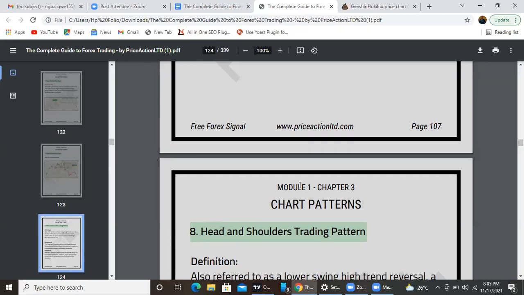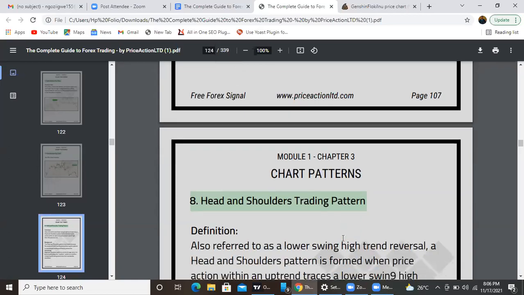You must have heard these terms one way or the other. In the head and shoulder pattern, we have the head and shoulder pattern, and we also have what we call the inverted head and shoulder pattern. The head and shoulder pattern is a sell pattern. The inverted head and shoulder pattern is a buy pattern. So let's talk about the head and shoulder pattern.